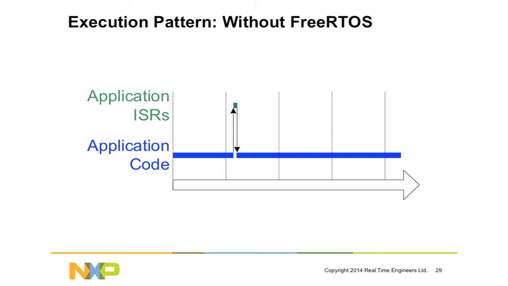So you get this kind of execution pattern. Here's our application code spinning around doing nothing. Then an ISR, interrupt service routine, comes in, maybe it's a character received or something like that, and it processes the interrupt, drops back to the application code, and so it goes on. So that is how a super loop execution pattern would appear.